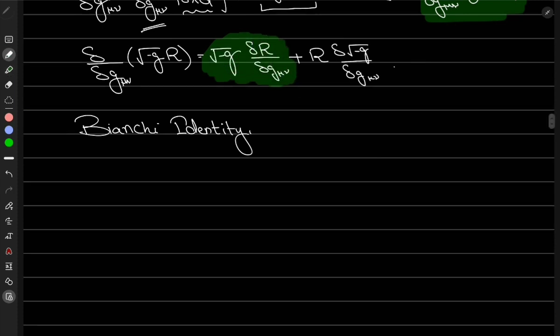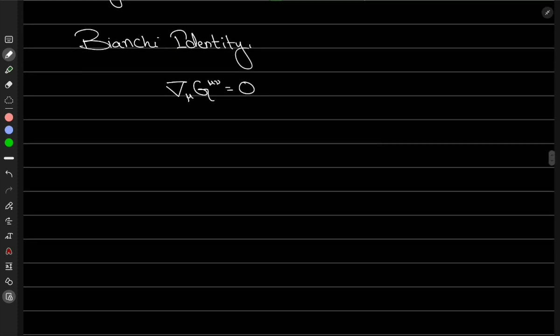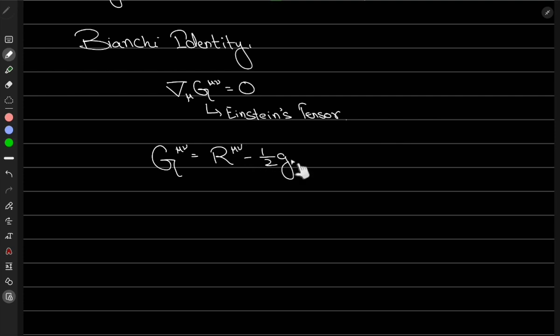So we are going to take advantage of the Bianchi identity, basically the contracted Bianchi identity, which is del mu G mu nu is equal to 0. Now, you might be asking, what is G mu nu? Or perhaps you know what that is. G mu nu, this thing, is known as the Einstein tensor, right? So this G mu nu is the Einstein tensor. Now, what is the Einstein tensor? The Einstein tensor is simply G mu nu is equal to R mu nu minus 1 by 2 G mu nu times R.